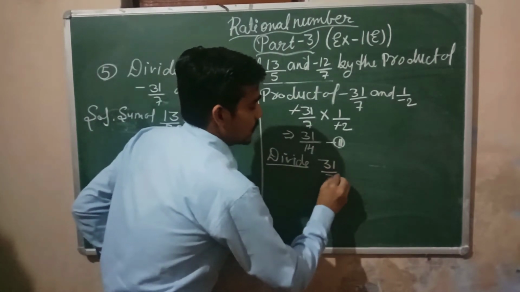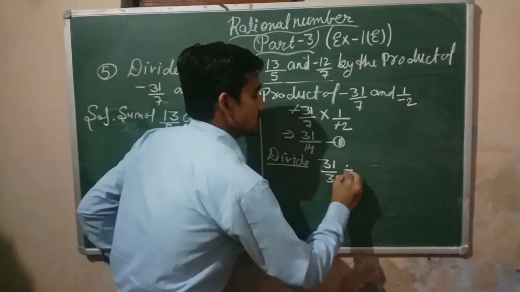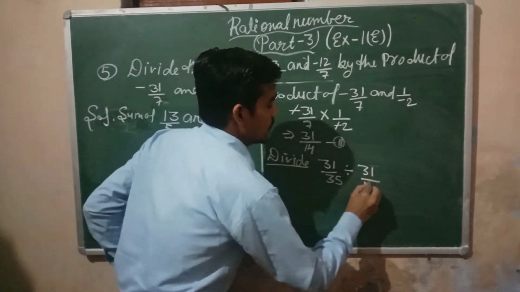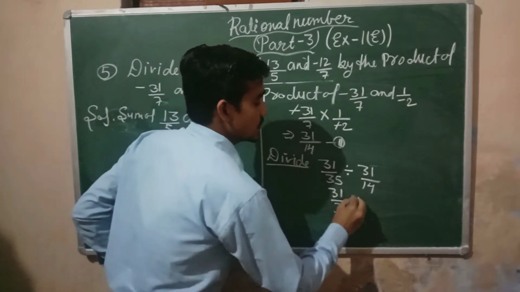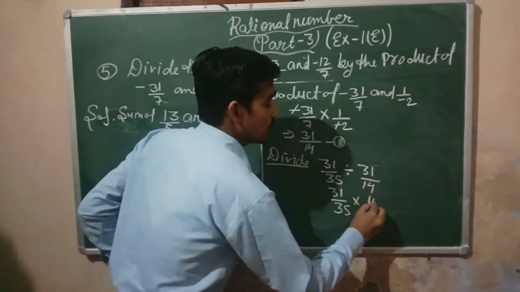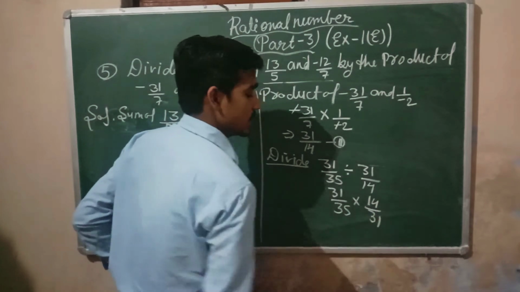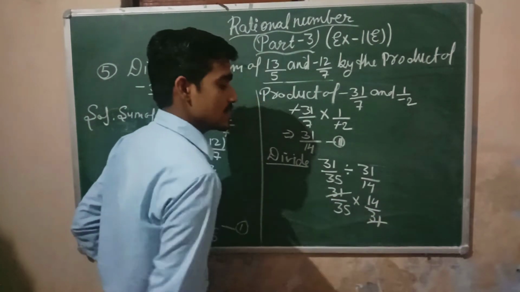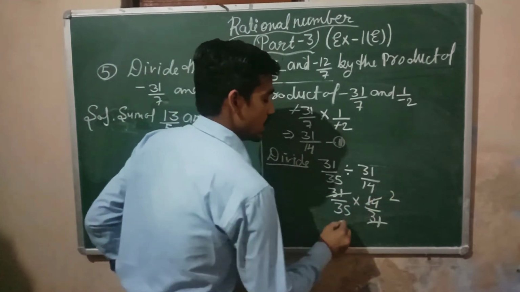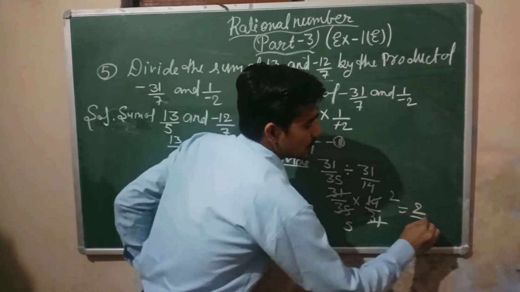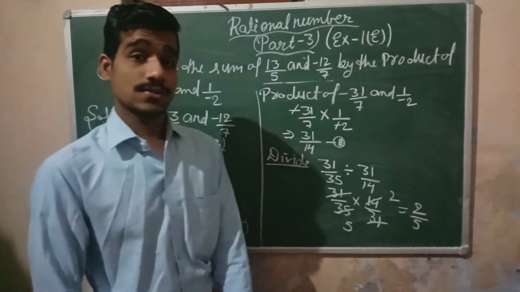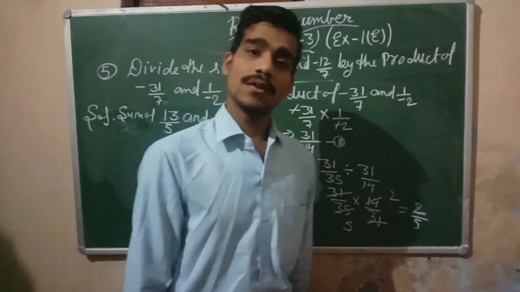After that, divide 31 upon 35 by 31 upon 14. 31 upon 35 divide, convert into multiply and take the reciprocal, 14 upon 31. Clear? 31 and 31 cancel, and 7 twos are 14, 7 fives are 35, and you will write the answer 2 upon 5. Clear student? Your answer is 2 upon 5.